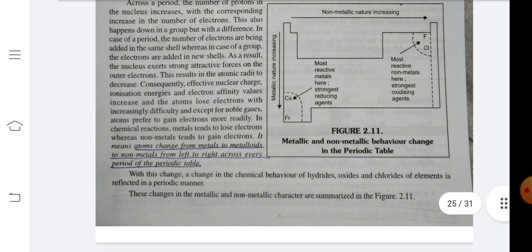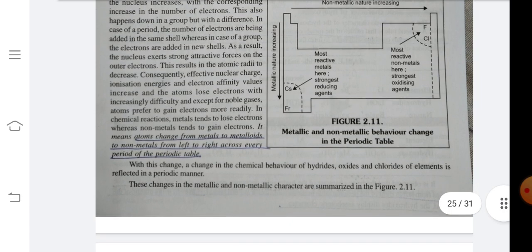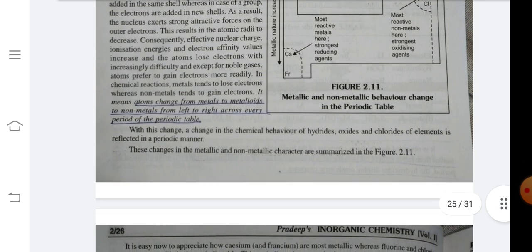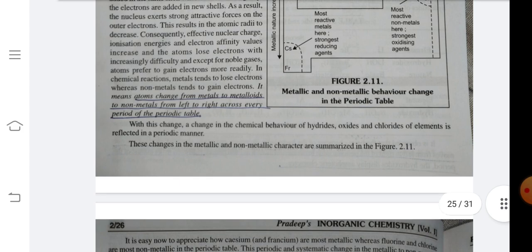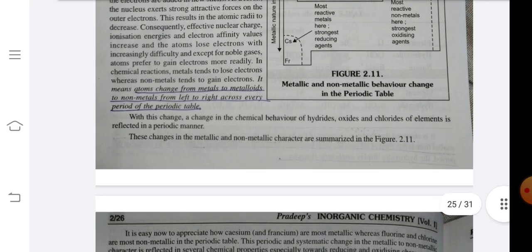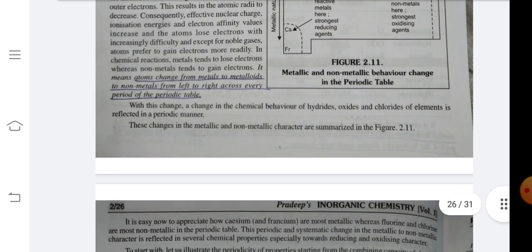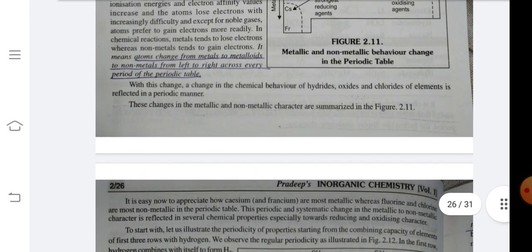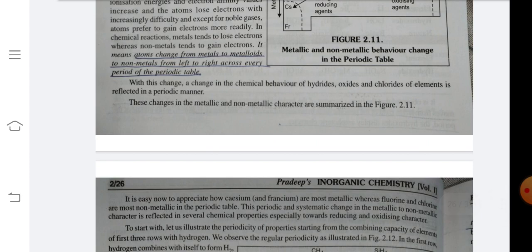As a result, the nucleus exerts strong attractive forces on the outer electrons. This results in the atomic radii decreasing. Consequently, the effective nuclear charge, ionization energies, and electron affinity values increase, and the atom loses electrons with increasing difficulty, and except for noble gases, atoms prefer to gain electrons more readily.